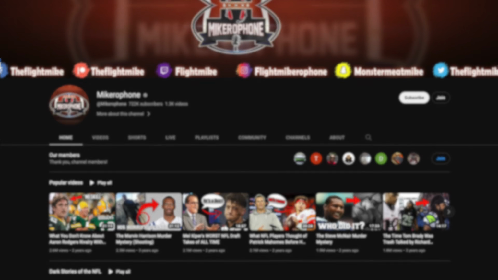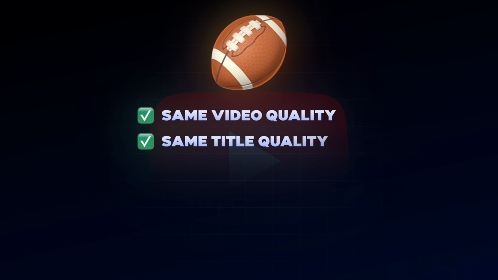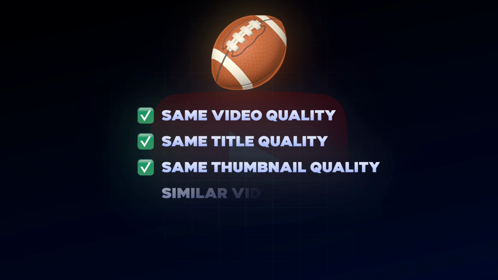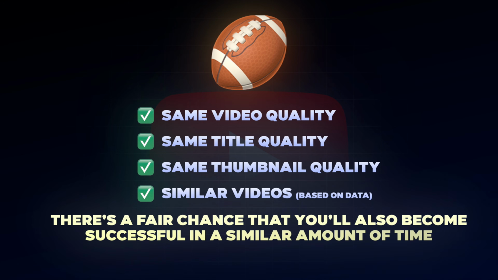Let's say you're creating a YouTube automation channel around American football, and you've identified the very best competitor you have in that field. It's fair to assume that if you have the same video quality, the same title and thumbnail quality, and you're doing similar videos to your competitors who are successful based on data, then there's a fair chance that you'll also become successful in a similar amount of time.